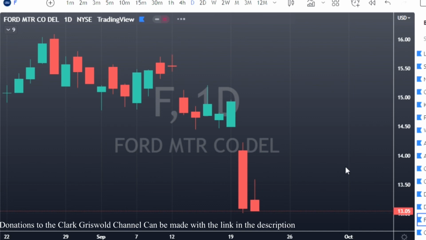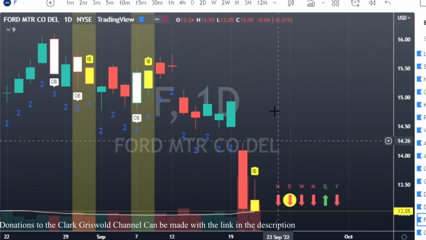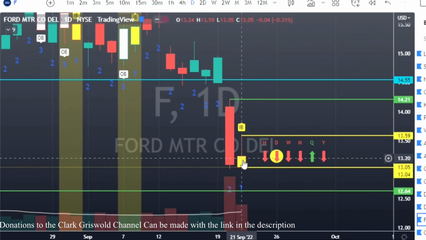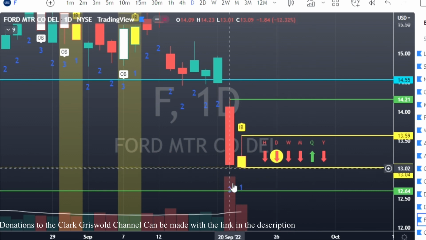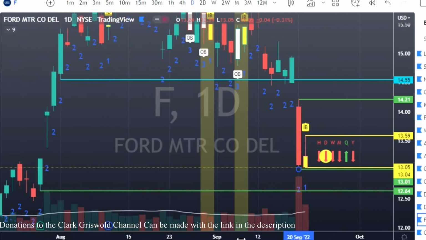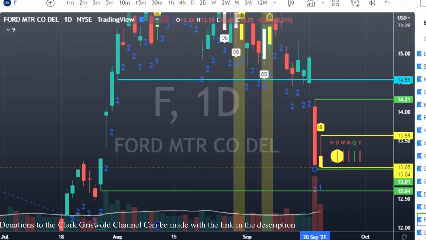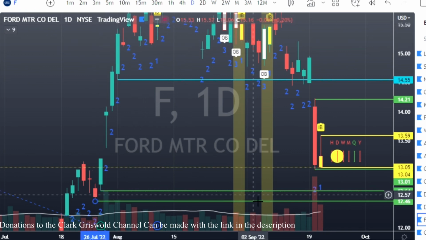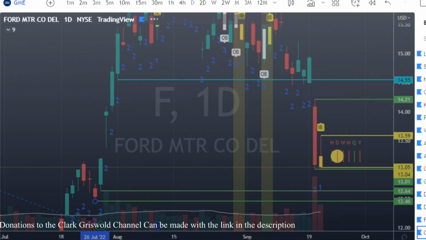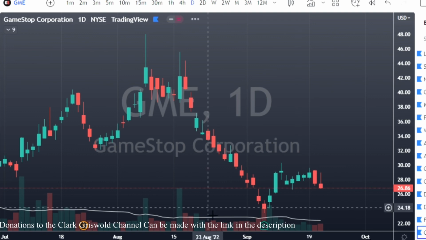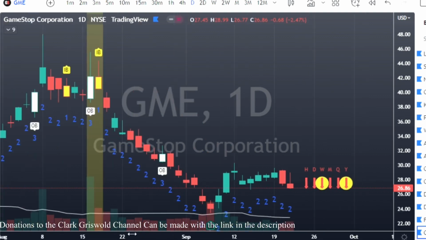Ford Motor Company, 2 up. It's an inside bar, shooter candle. It's an actionable signal. We've got great time frame continuity. 13.04 for the puts, and the first target is at 13.01. But if we can make it through that, the next target is at 12.64 right here. So again, watch out for that first target, because a lot of times it tags it and it reverses.